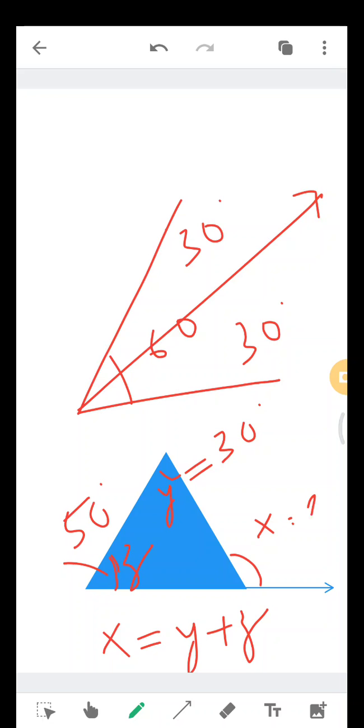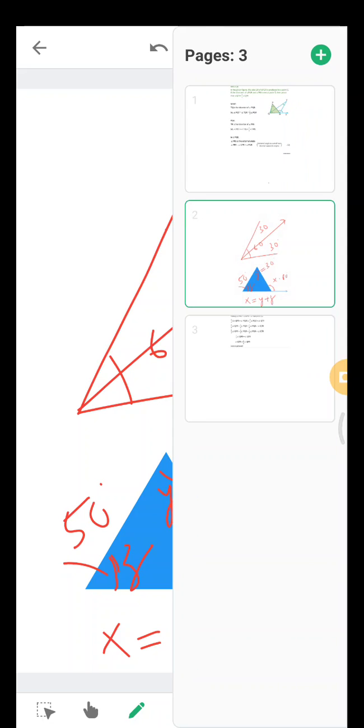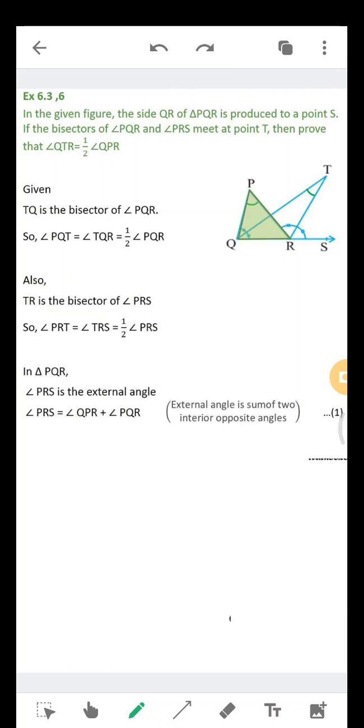Okay, that way, 30 plus 50. So this is exterior angle property. We can use this property for solving this problem. Here I am using exterior angle property in triangle PQR. In this triangle PQR, PRS is the exterior angle.